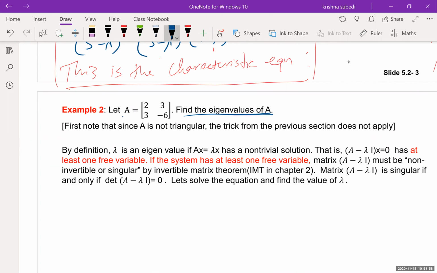Okay, let us calculate the eigenvalues of A. If it is a triangular matrix, then it's pretty easy. We just consider the entries in the main diagonal, but since this is not triangular, we can't use the theorem that we learned in the previous section. Now, how to find the eigenvalues of A? Well, you just find the characteristic equation and solve it, all right?